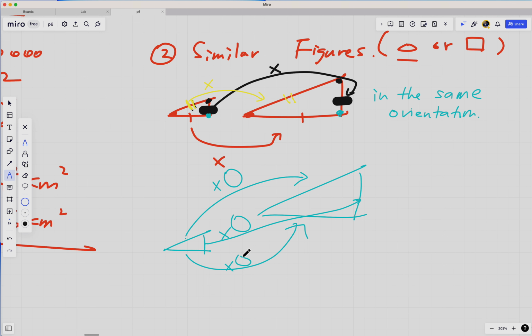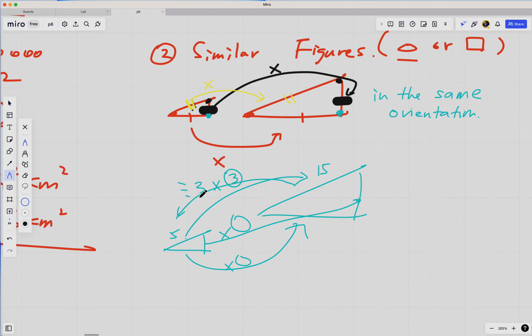If it's small to big, and you are not given the small one, let's say you give the big one, let's say it's 15. Big to small is divide. Does it make sense? So let's say I give you this is 15, this is 5. So divided by 5, you get times 3. It really depends how you look at it. From small to big is times 3. From big to small is divided by 3. That's for similar figures.